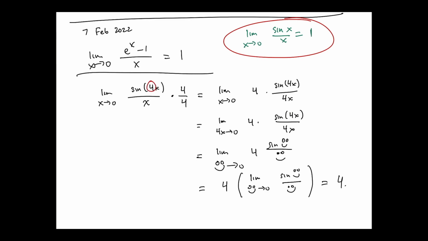Because of the 4 that was right there, I multiplied by 4 over 4. I wanted the bottom to have a 4x to match the 4x that was on the inside of the sine. Okay. And since 4 was already there, that's why I picked 4 and not any other number. So I wanted to have a 4x in the bottom, so I put a 4 there.